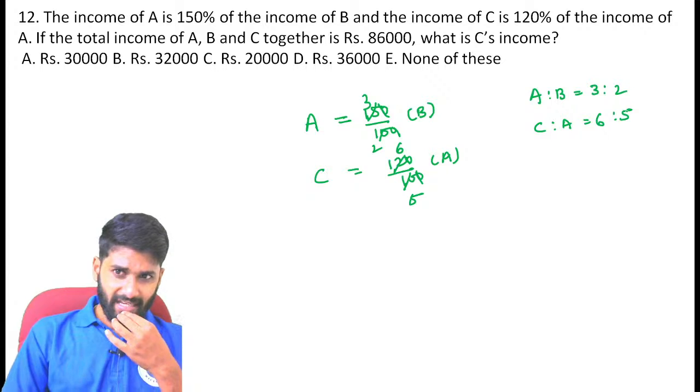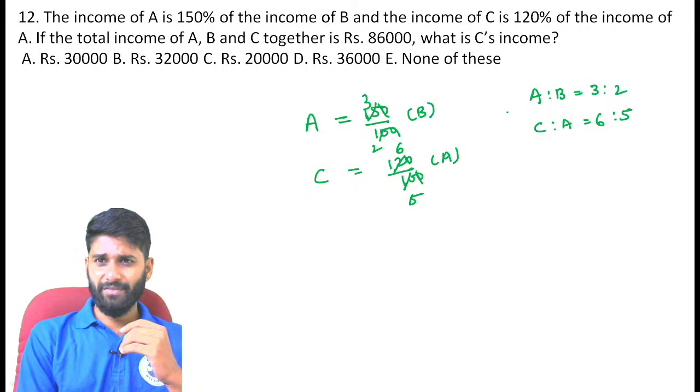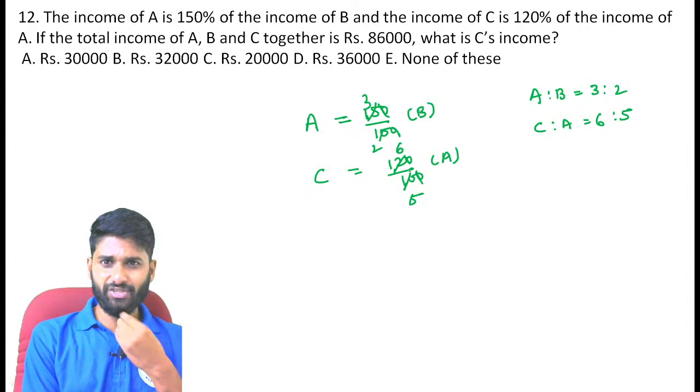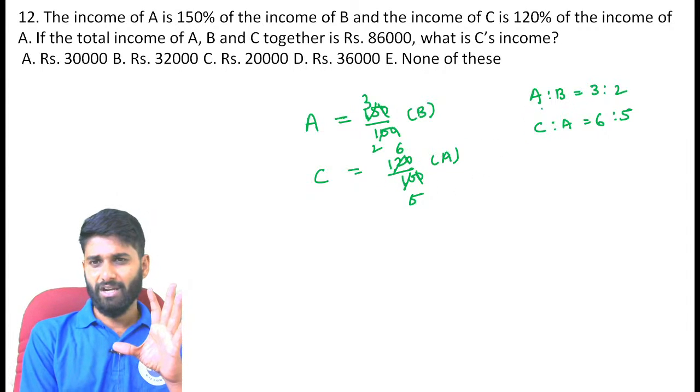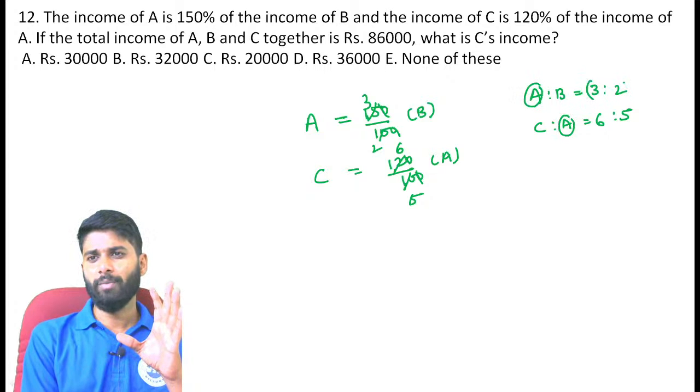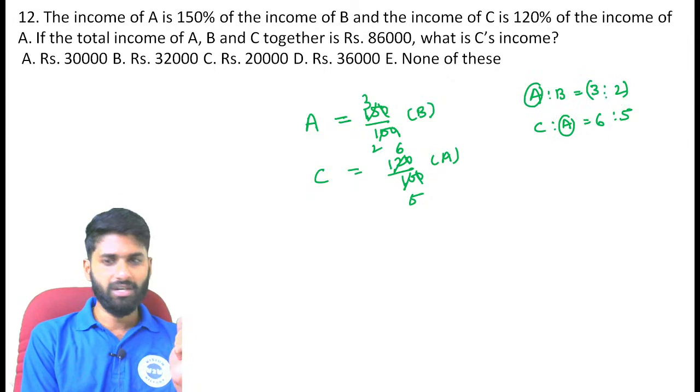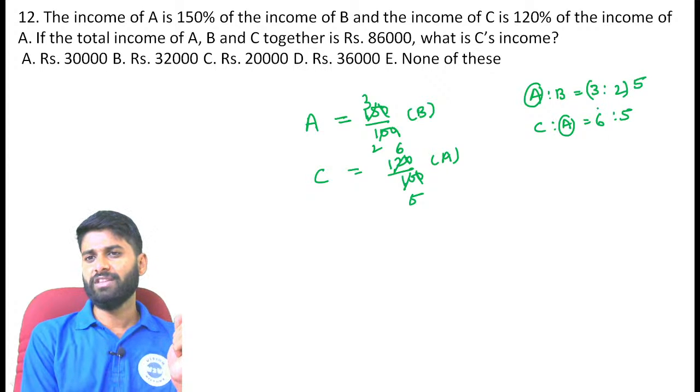Now, see that? If you see the numbers, A is to B is equal to 3 is to 2 and C is to A is equal to 6 is to 5. Now, what is the common alphabet? A is the common. A is the common, which means we should equate A's position. Now, see, these numbers I should multiply by 5 times. These numbers I should multiply by 3 times, guys.